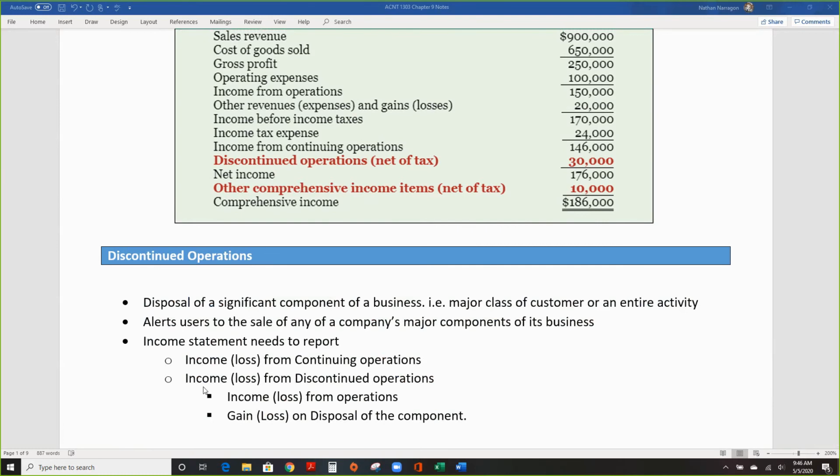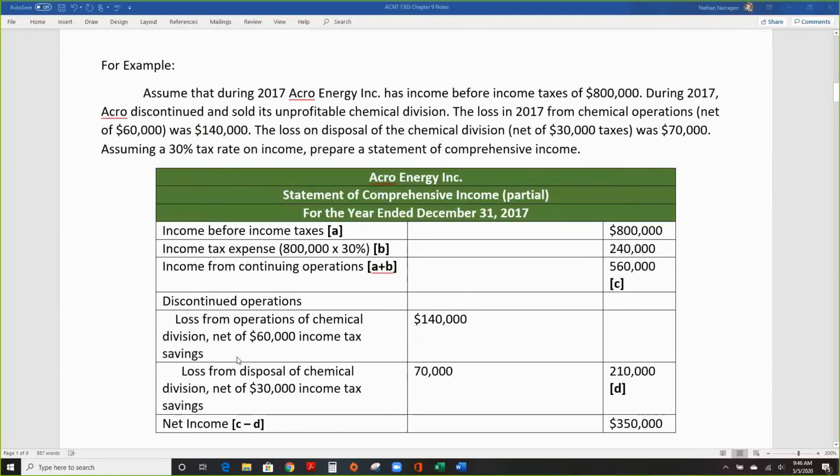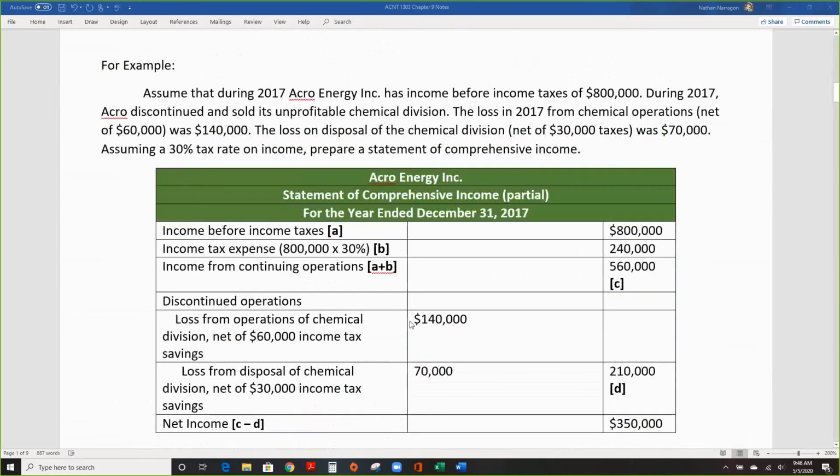So what we need to report on the income statement: we're going to have income or loss from continuing operations, right there. Income and loss from discontinued operations. And we have income or loss from operations and gain or loss on disposal of the components. So we're definitely looking at these discontinued operations. What's going on? So how does it break down? Okay, so again, we have this, and then we have an actual breakdown of discontinued operations. So this is how it's broken down. This is pretty much what you're going to see in the homework or the exam. Is this kind of breakdown going on?